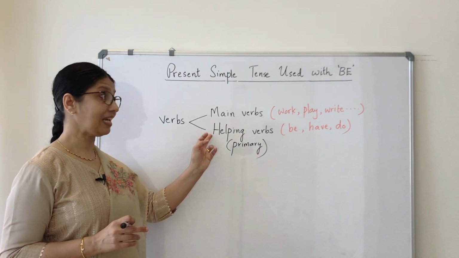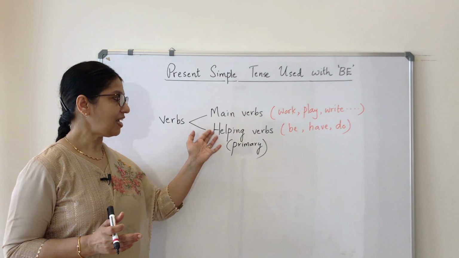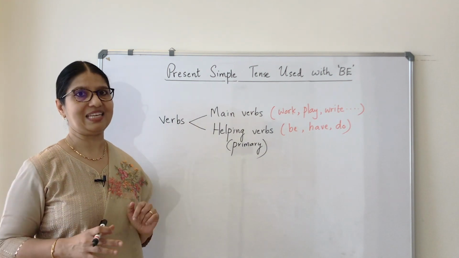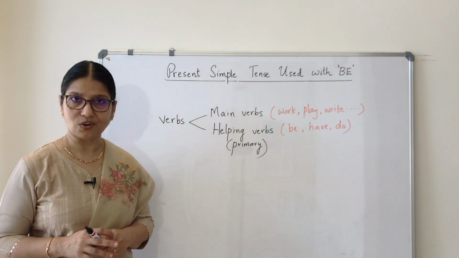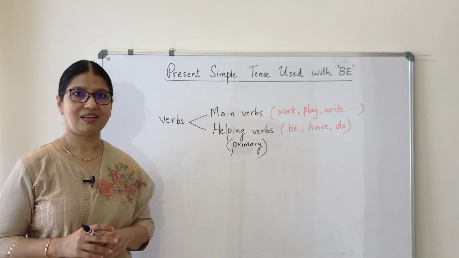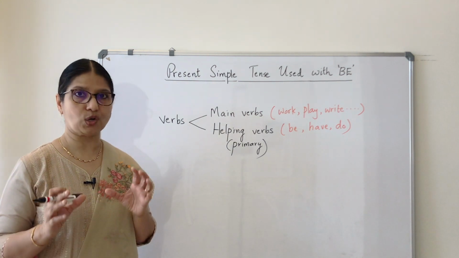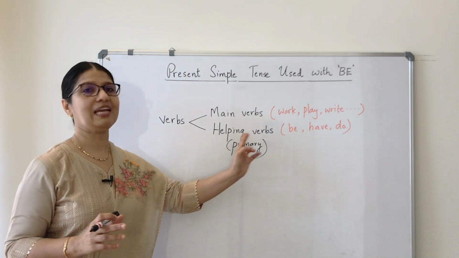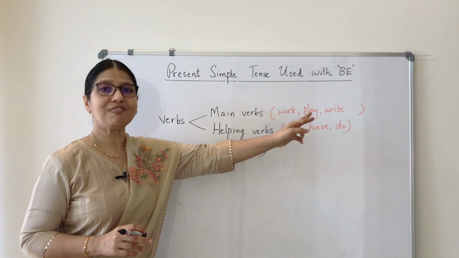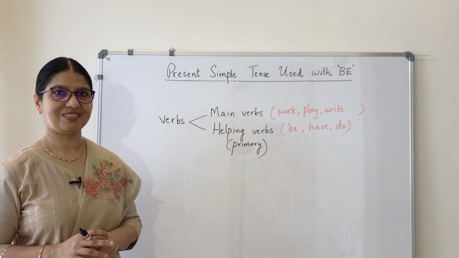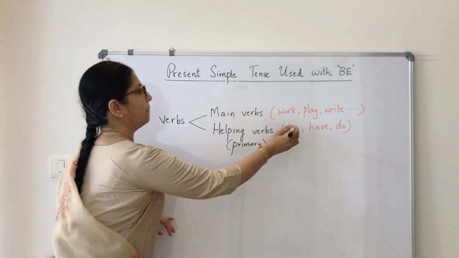And we also have helping verbs. So what are helping verbs? The name itself gives you an idea. Verbs which help the main verbs are called helping verbs. There are many helping verbs in English and 3 of them are called primary helping verbs. Which are they? We have be, have and do. And in today's lesson, we are going to focus on be.